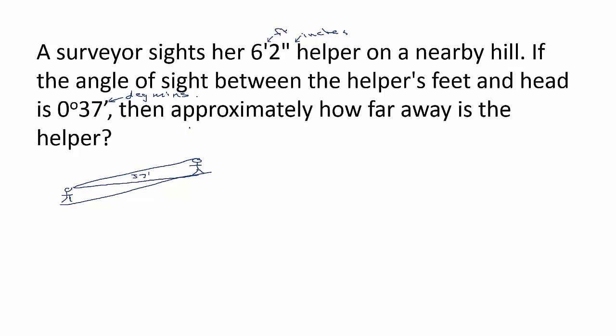Alright, so our idea is this. The height of the surveyor is basically the arc length. So 6'2", that would be 74 inches altogether. And the distance between them is basically the radius. And here's where radian measure comes in, because radian measure is arc length divided by radius.